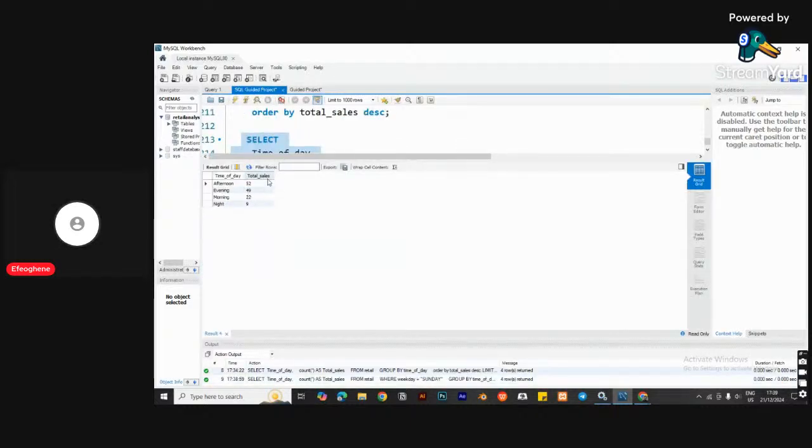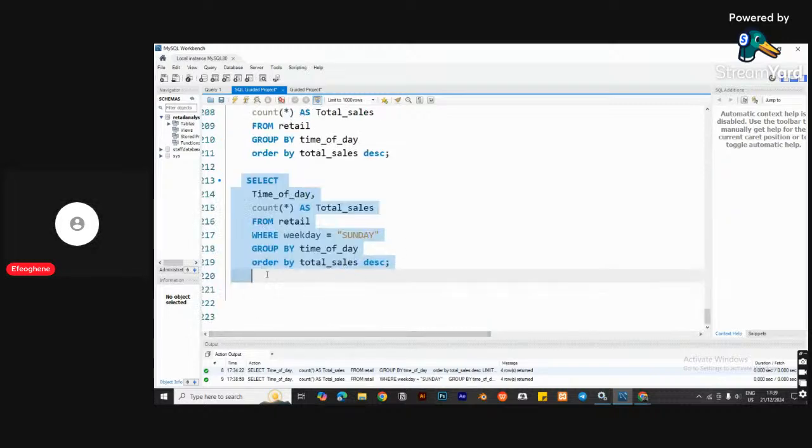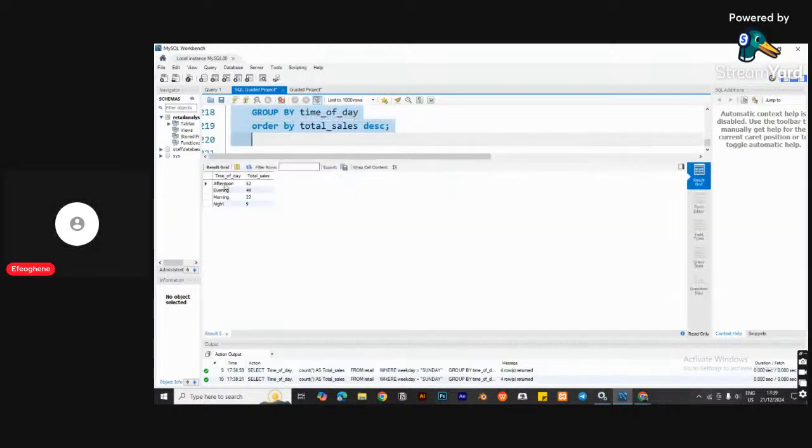So you can see we have stepped it down a little. So we now have our sales for each time of the day by the weekday. So the result in the output now is for Sunday. All right, it's for Sunday. So if I run it again, you can see afternoon we had 52 sales. In the evening, we had 49 sales.